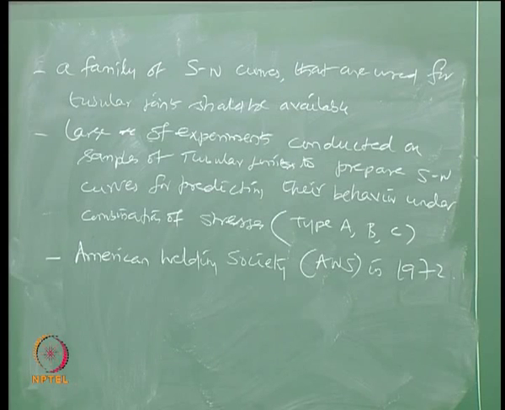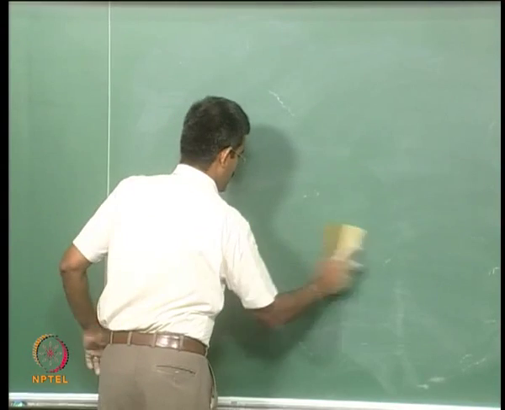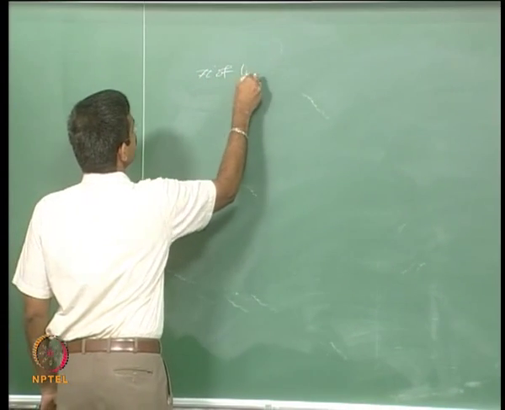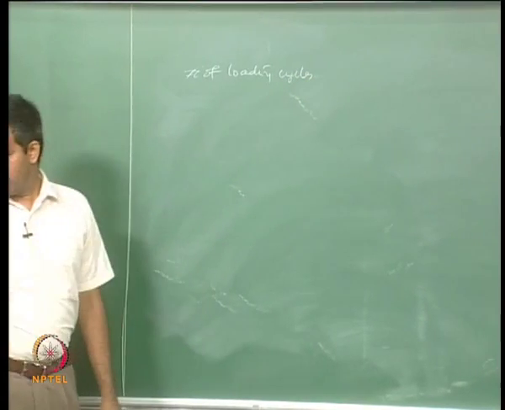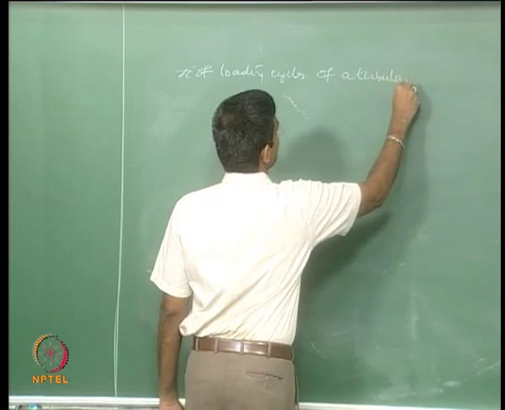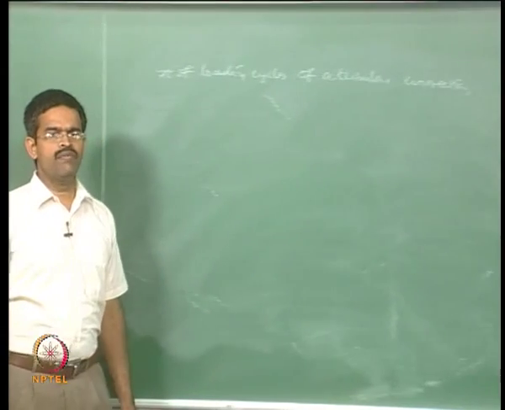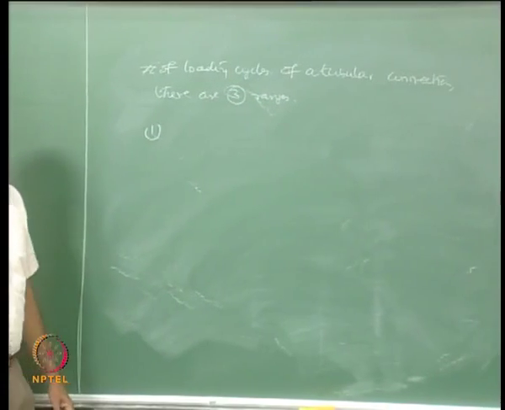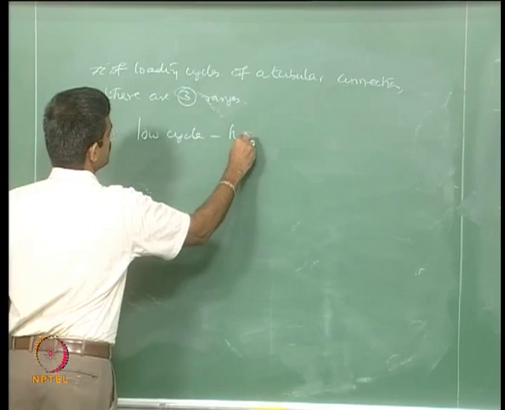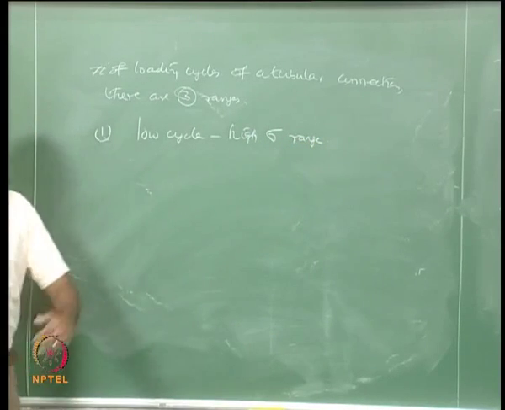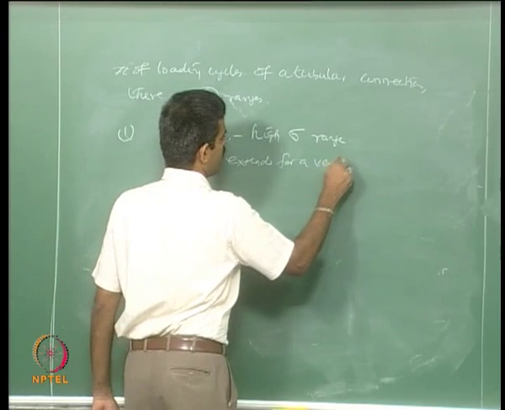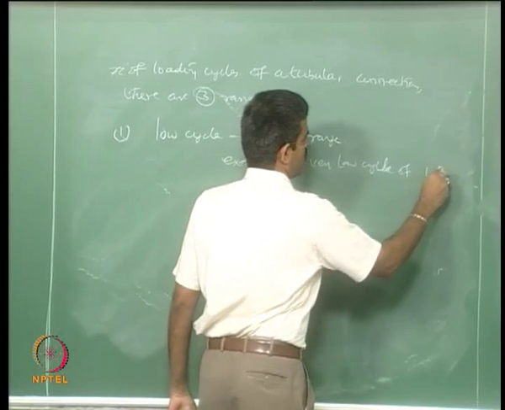So, lastly, if you look at the loading cycles applicable to these joints, because fatigue damage is predominantly dependent on stress cycles as we saw, the number of loading cycles of a tubular connection can be divided into three ranges. One, low cycle, high stress range. This extends for a very low cycle of 1 × 10⁴.